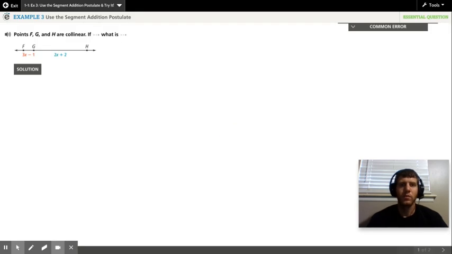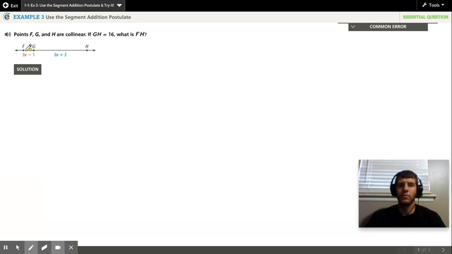Okay, so it's saying F, G, and H are collinear. So we have 3 points on the same line. Collinear means points on the same line. So we have 3 points on the same line, so we can use our segment addition postulate. They're going to tell us GH is 16, and they want to know what FH is.